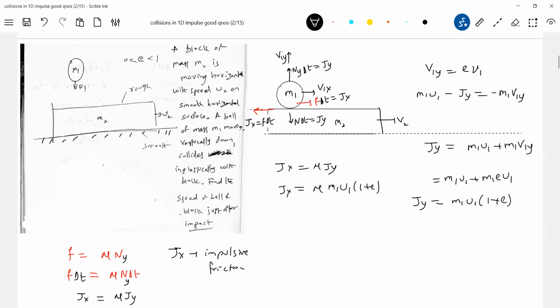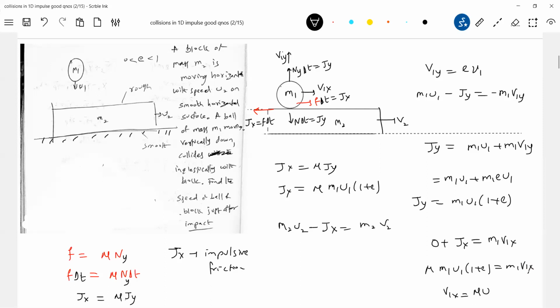Can we calculate v2 now? Yes, I'll apply it. Initial momentum on the block m2 u2 minus Jx, the impulsive friction, is equal to m2 v2. Solving this, I'll get v2 and v1. What is the speed of the block? Again, along the x-axis on the ball, initial momentum 0, impulsive friction Jx, and m1 v1x. So what is Jx here? Jx is this much, mu m1 u1 (1 plus e), equal to m1 v1x.